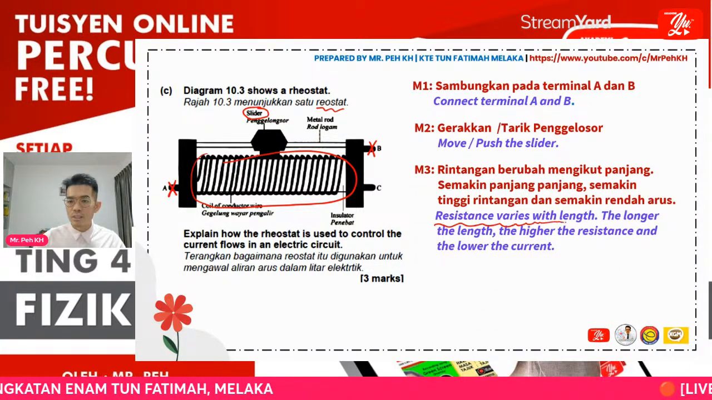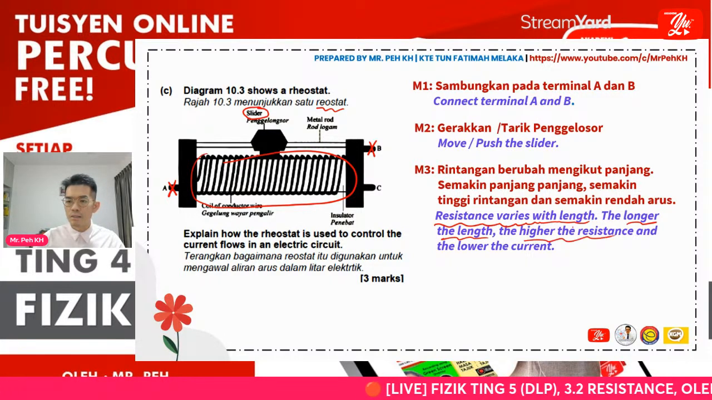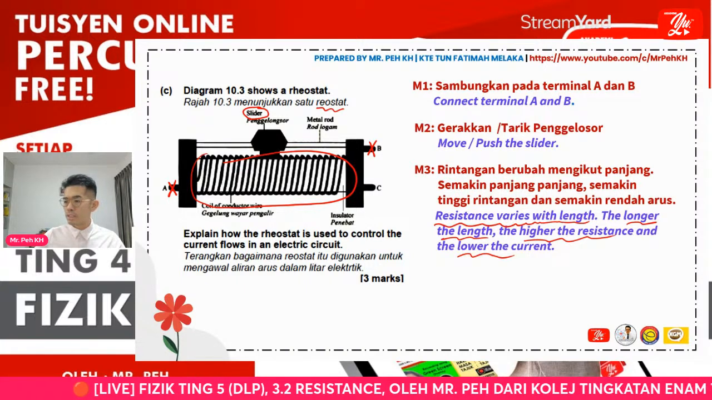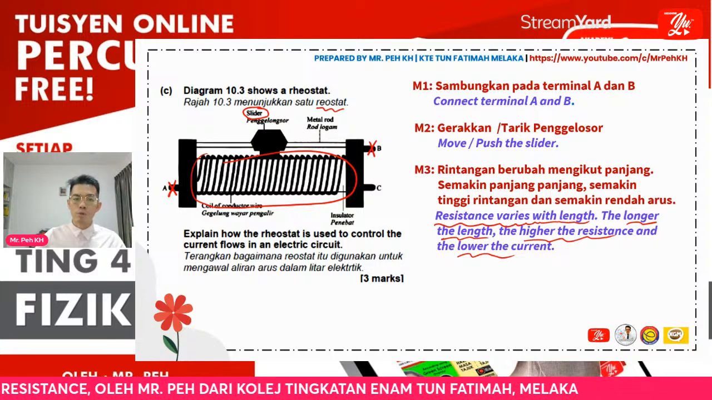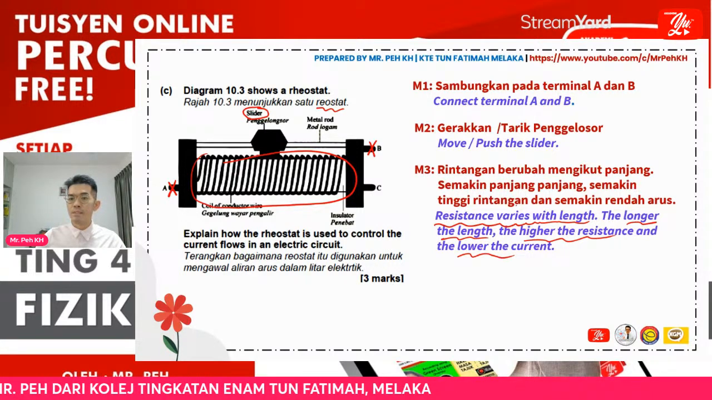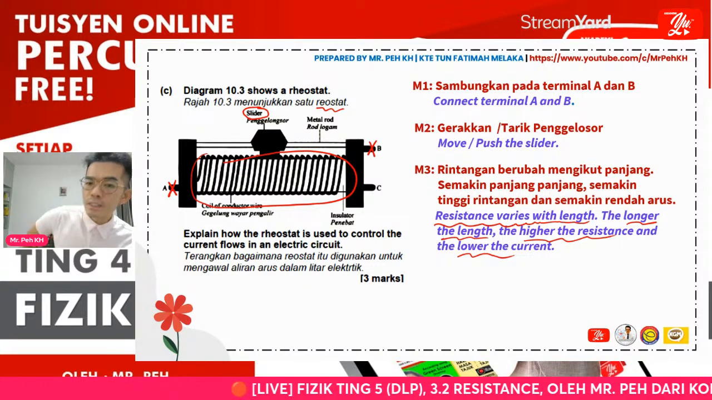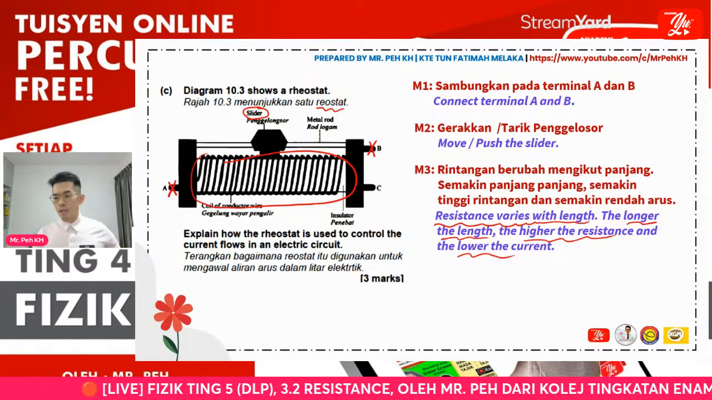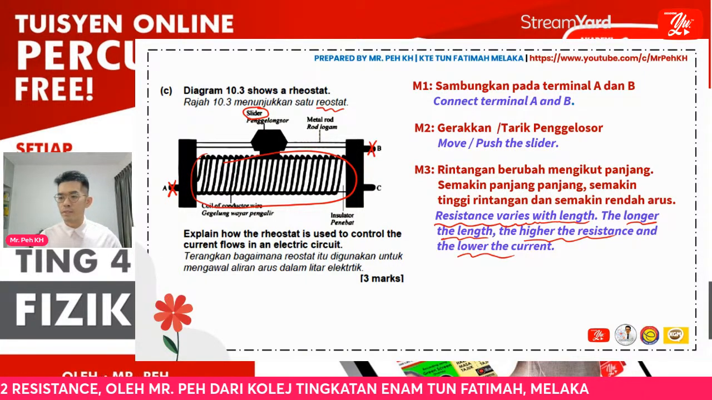Resistance varies with length. So the longer the length, the higher the resistance, and the current will be lower. Okay, so this is how the rheostat works as a controller for the resistance. And this one also shows a very clear simulation from my advice video just now. You can get the details through the link I showed you just now, and I will give the link again in the description after the live ends.